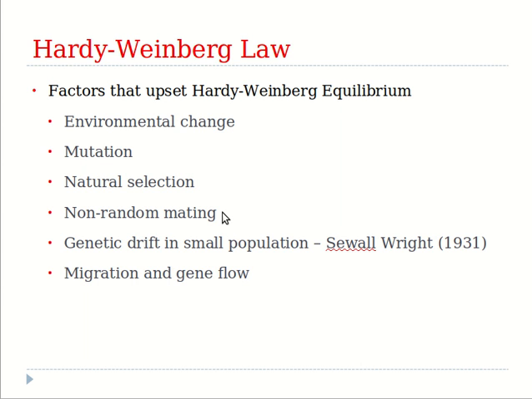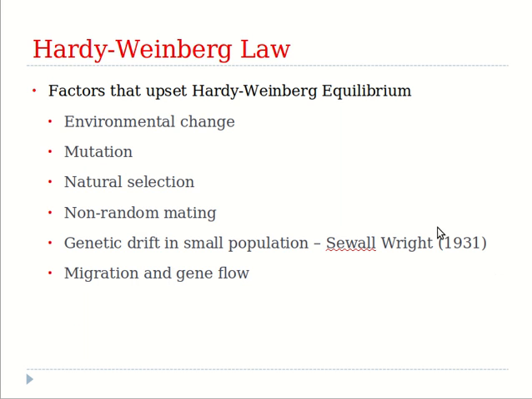The next one is genetic drift in small populations, also known as the Sewall Wright effect. We will be looking at it in detail later, but the action of genetic drift was studied by Sewall Wright in 1931, and hence it is referred to as the Sewall Wright effect. It refers to the accidental fluctuation in the proportion of a particular allele in a small population, resulting in random establishment of genetic types without being influenced by natural selection.